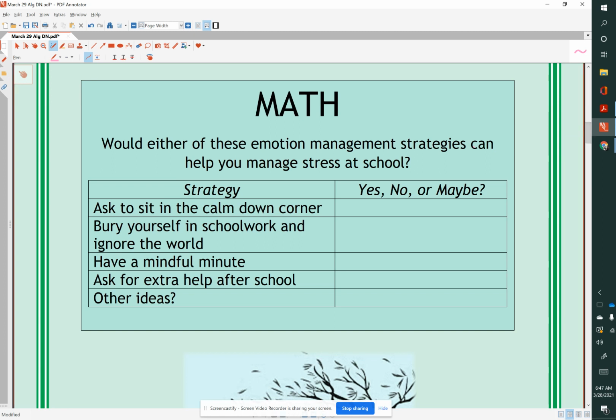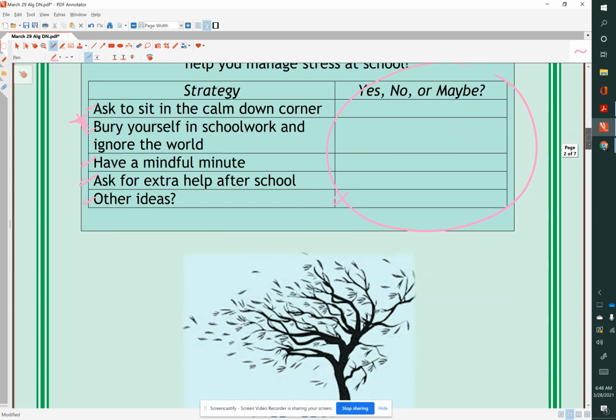So would either of these emotion management strategies help you manage stress at school? Asking to sit in this calm down corner, burying yourself in schoolwork and ignoring the world. This is the one, I know you might laugh at this, that's the one that's often worked for me. Having a mindful minute, asking for extra help, or what other ideas do you have? And so I'd like yes, no, or maybe. And then if you have your own idea, put it there. It's good to have that toolkit of things to help you manage emotions and calm down when you need to.